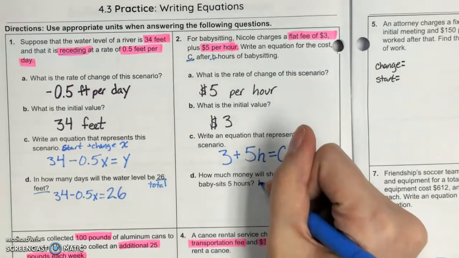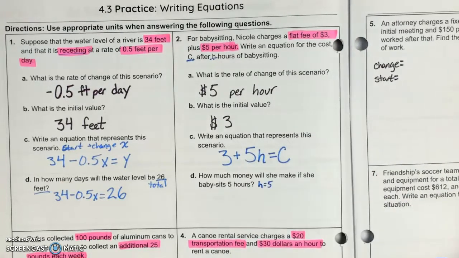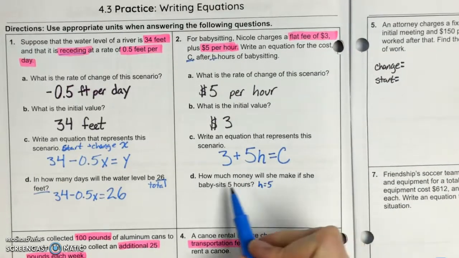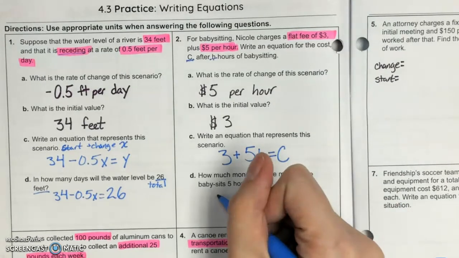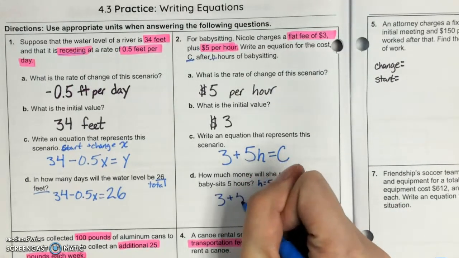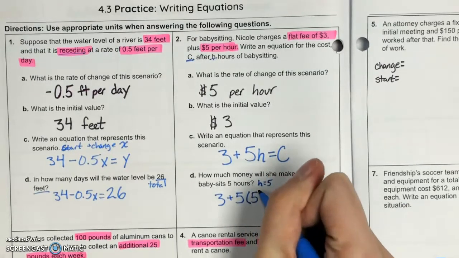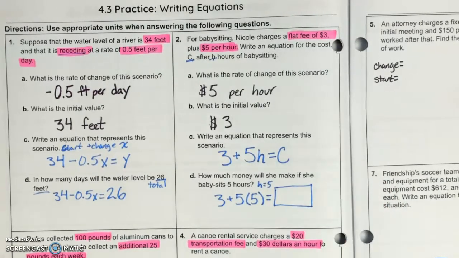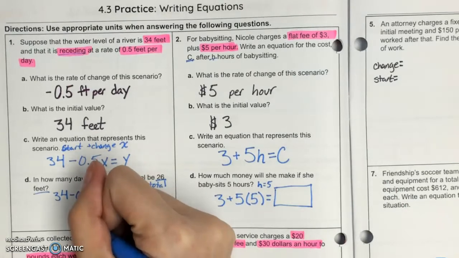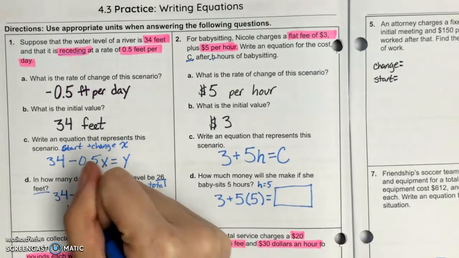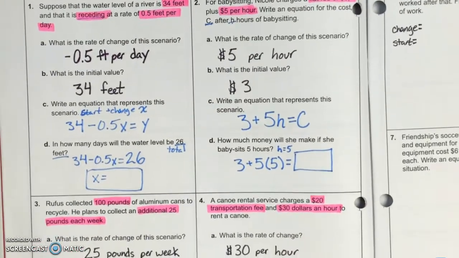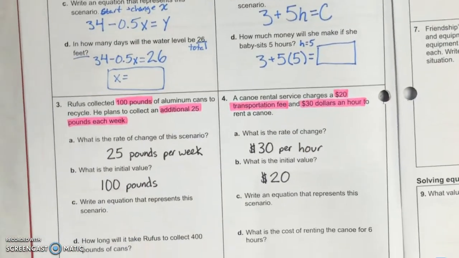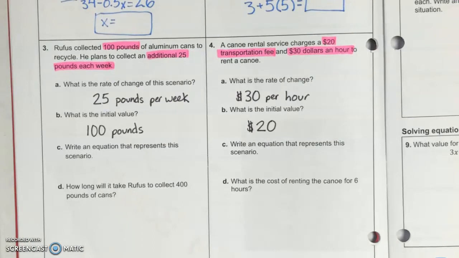And here, H equals 5, because how much money will she make if she babysits 5 hours? So 3 plus 5 times 5 equals our answer. So see what goes there. Here we wanted x equals a number. Okay, so I'm going to walk you through 2 more, and then you're going to do your own.